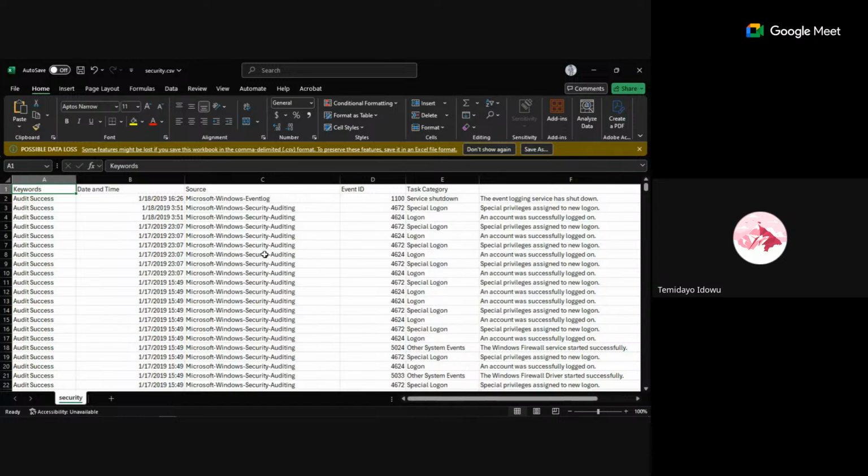So this is an example of a security log. I don't know whose system it is. I was using it to do something, actually, for learning. This is a kind of log, so you can see the time, audit success, Microsoft Windows event log. This is the event ID. This is the service shutdown. This is just what a log looks like.